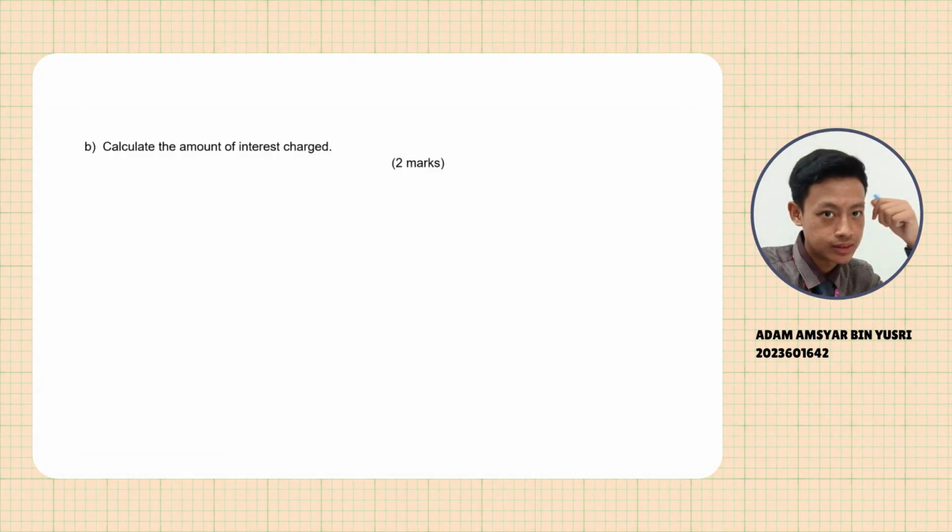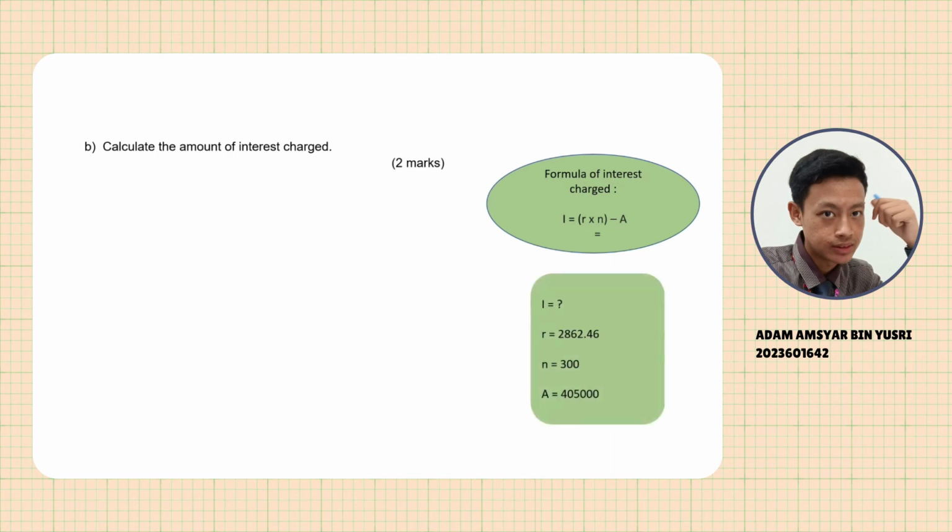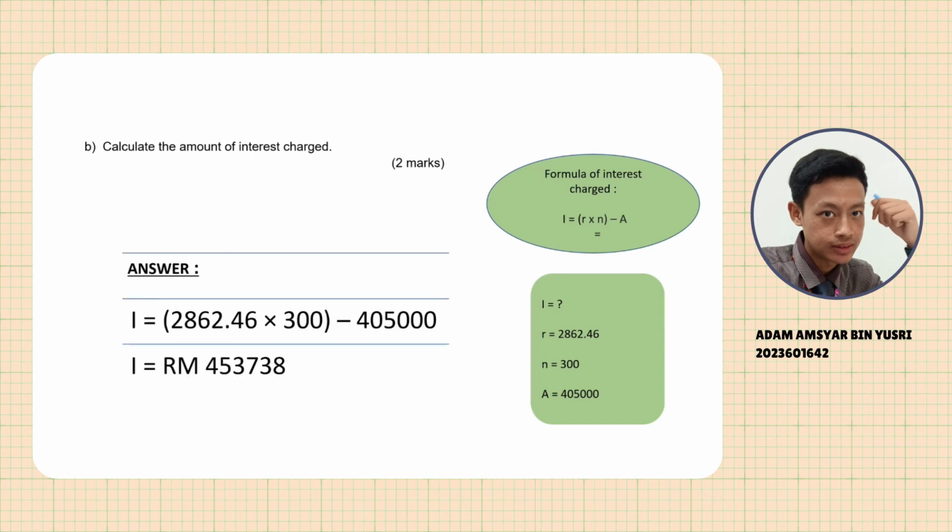For question B, calculate the amount of interest charged. The formula of interest charge is I equals open bracket R multiplied by N close bracket minus A. In this case, R equals 2,862 ringgit and 46 cents, N equals 300 and A equals 405,000. Substituting the values in the formula, we get I equals 2,862 ringgit and 46 cents multiplied by 300 minus 405,000. Simplifying the expression, we get I equals 453,738 ringgit.